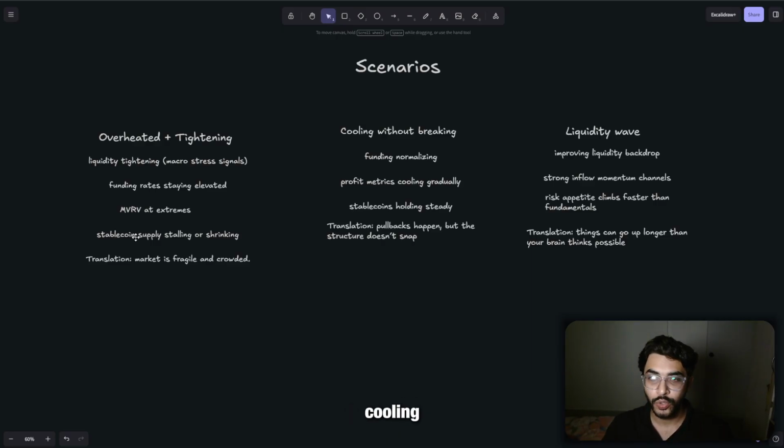Scenario number 2, cooling without breaking. This phase is of correction and not crash. Here you will see funding sort of normalizing, profit metrics cooling gradually, no sharp dips, and stablecoin supply holding steady. This is a phase where pullbacks happen, but the underlying structure of the whole crypto market does not collapse in one go. This is also called a sideways market.